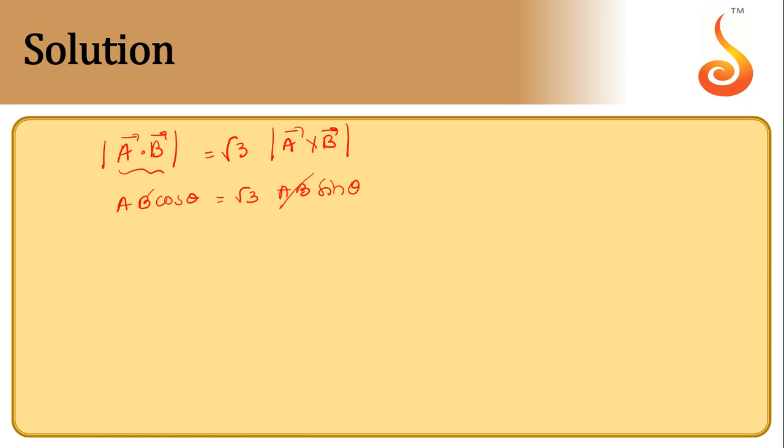That gives us AB and AB cancels, leaving tan theta is equal to 1 by root 3. So now you should remember, for what value of theta do we get tan theta is equal to 1 by root 3? So theta is equal to, isn't it 30 degrees? Yes, theta is equal to 30 degrees. Therefore, if A dot B is equal to root 3 times A cross B, that corresponds to the angle between the vectors as theta. Theta is equal to 30 degrees.